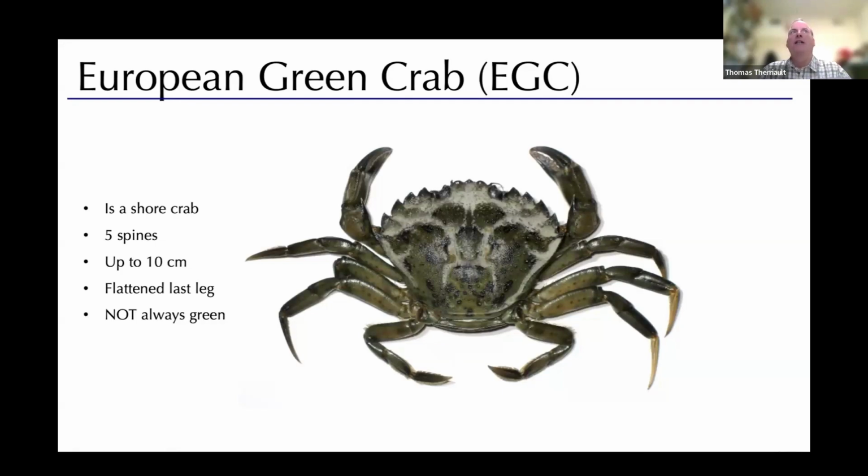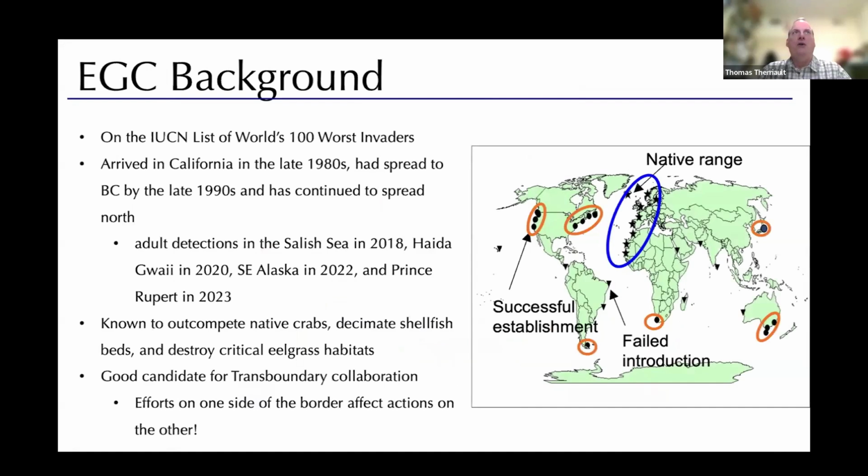They come in a wide variety of colors. So this is the organism that we're going to be talking about. Why are we talking about it? Well, we're talking about it in part because it's on the IUCN list of 100 worst invaders, one of the few marine species that's on this list.